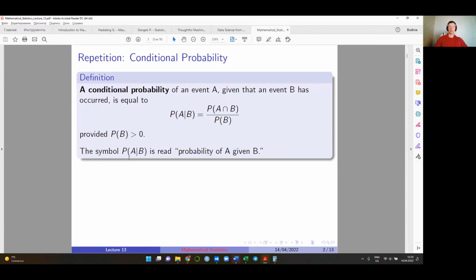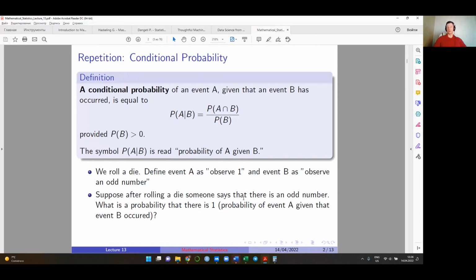Yes, let me remind you that we call this symbol P(A|B). It's a probability of A given B. So we know that B occurred, and we want to calculate what is the probability that A occurs. So for example, this is an example from our lectures on probability. We roll a die, and event A is to observe 1, and event B is to observe an odd number. Suppose that you roll a die, and someone says that there is an odd number. So you don't see what's there, but someone gives you additional information. Someone gives you information that there is an odd number. Well, we must calculate the probability that there is 1, the probability of event A given that B occurred.